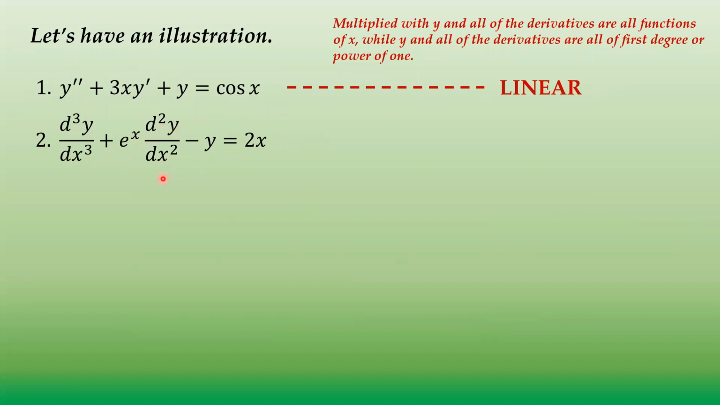derivative of y with respect to x minus y equals 2x. Let's see. So, here, what is multiplied to the second derivative is e raised to x. So, this is a function of x. This one is 1. So, that is still a constant. This is also 1. And then, our derivatives. So, y is first degree. Your second derivative is also first degree. This is also first degree. This is a function of x. So, you still have a linear one there.